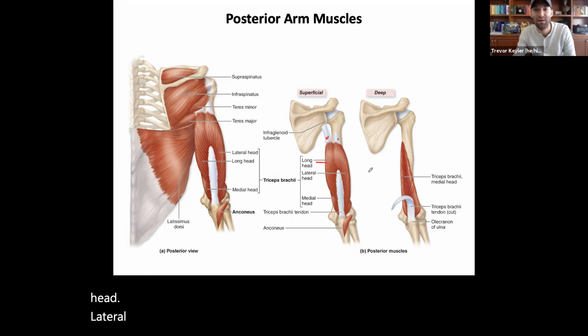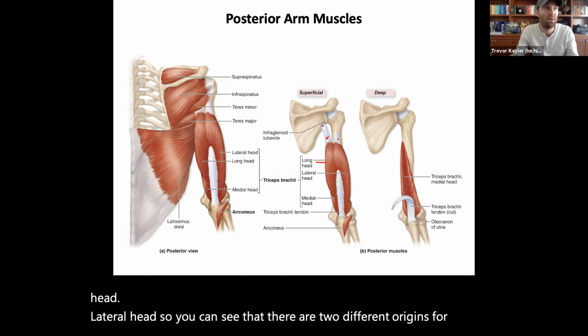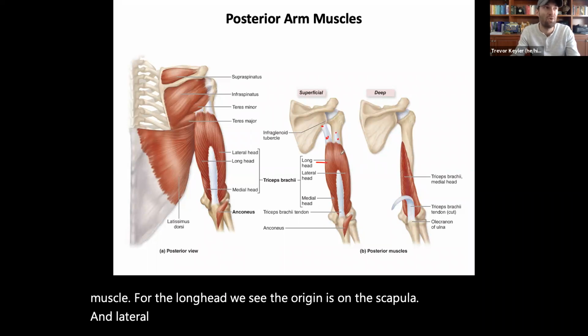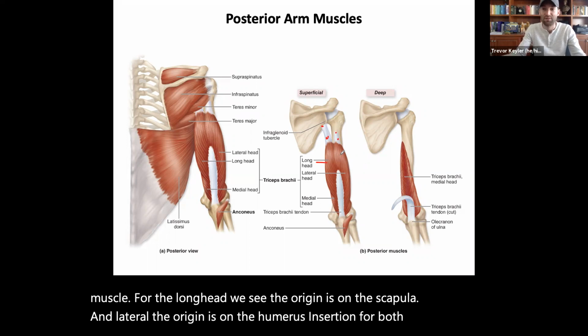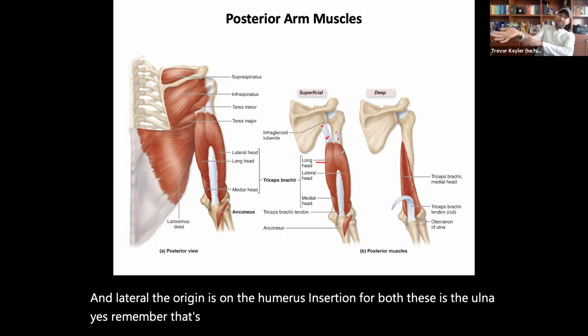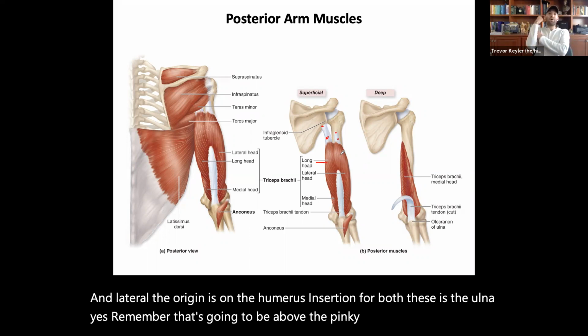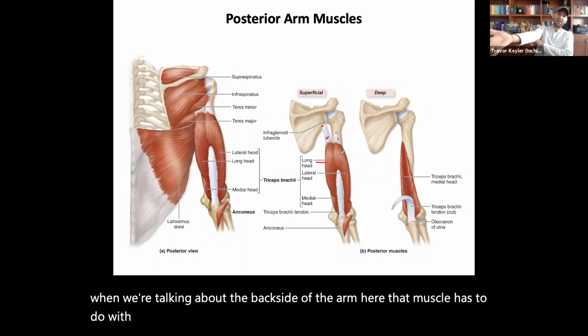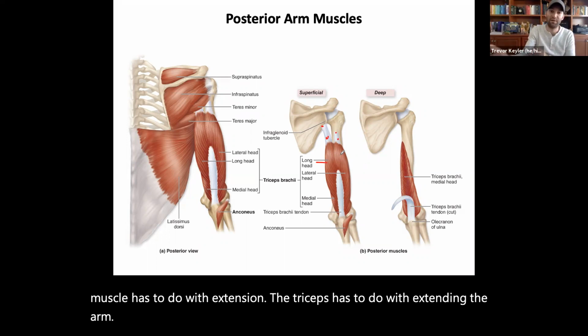You can see that there are two different origins for this muscle. For the long head, the origin is on the scapula, and for the lateral head, the origin is on the humerus. The insertion for both of these is the ulna. So remember, that's going to be above the pinky. And when we're talking about the backside of the arm, that muscle has to do with extension. The triceps extends the arm. Anterior side is flexion.